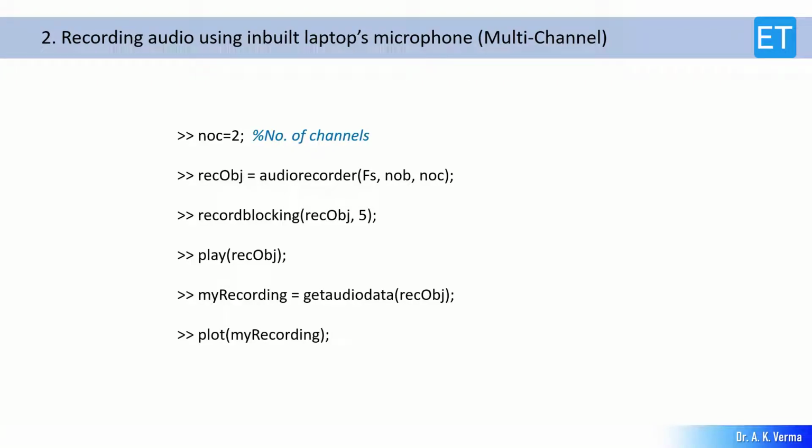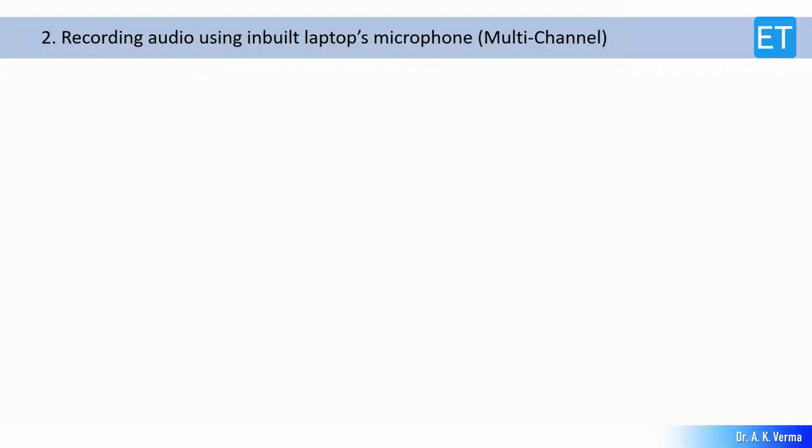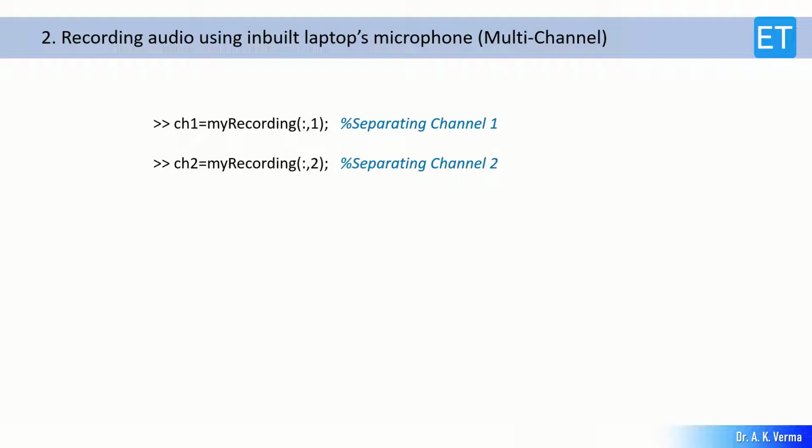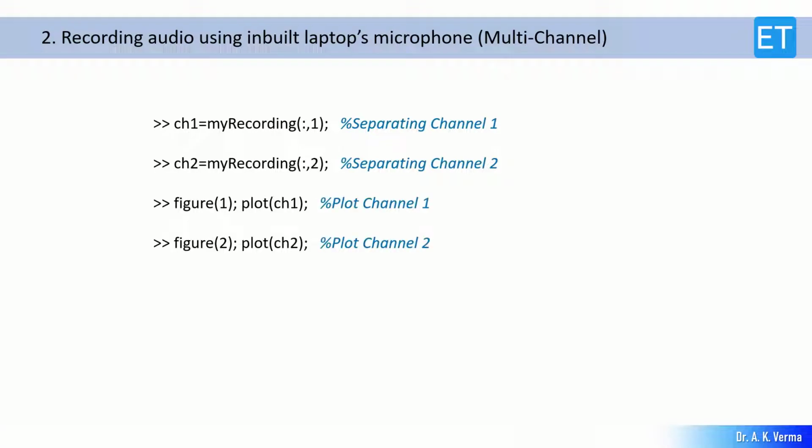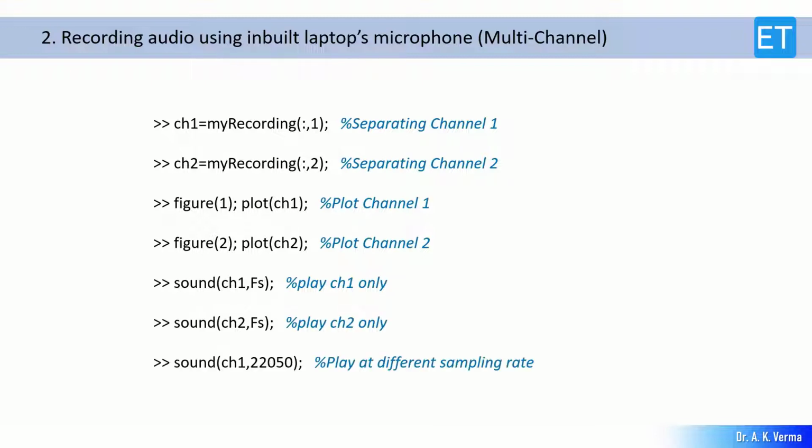Since both channels are recorded in my recording variable, you can separate them. Both channels can be separated like this: channel 1, channel 2, and then you can plot them separately. And you can play any one of the channels also. You can play channel 1, you can play channel 2 like this. So let's try this in MATLAB.